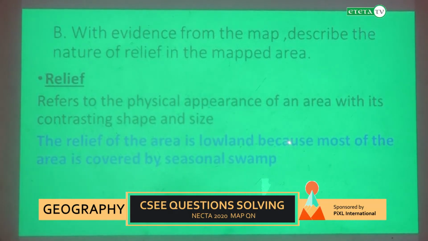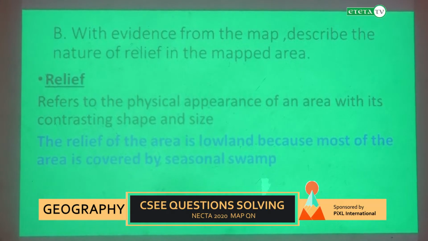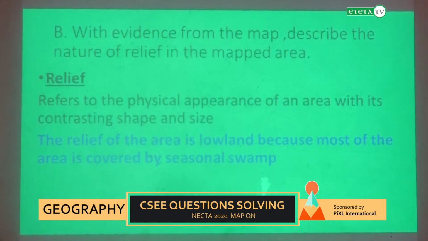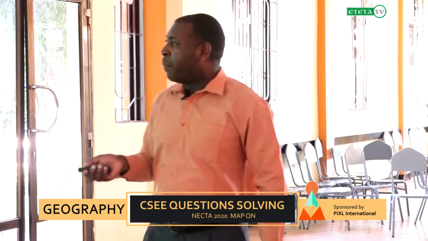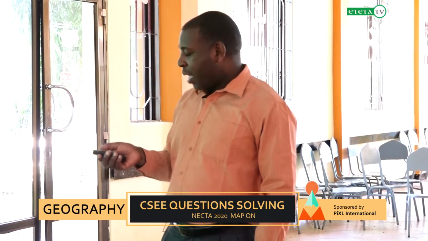Why is it lowland? Because most of the area in the map is covered by seasonal swamp. So I said, if at all we could see just mountains, relief features like mountains everywhere, tall mountains, the relief features would be highland. But here it is lowland because of the features which we have seen, that is seasonal swamp. Most of the area has been covered by seasonal swamp. So this one is lowland because most of the parts have been covered by seasonal swamp.